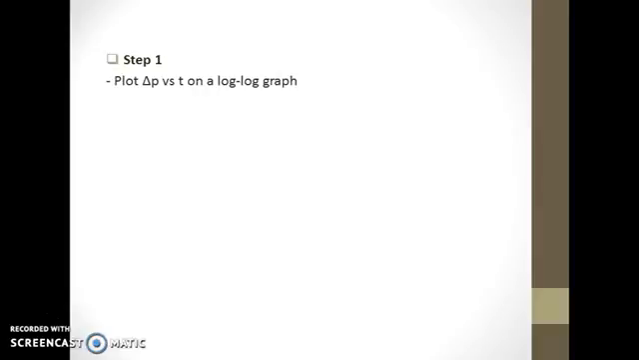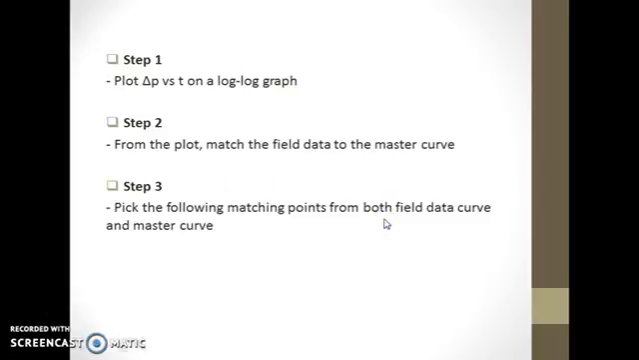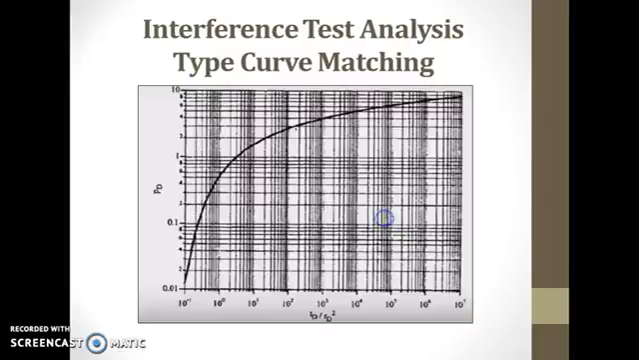The second step is matching field data to the master curve. When matching the curve, make sure the scale and the size of the curve are aligned perfectly with the master curve to ensure the best result. The third step is picking the match point from both graphs. To make it easier, pick the intersection point on the plotted graph first, and from there choose the respective matching point from the master curve. Then jot down all the values of each matching point. So this is how the master curve will look like.